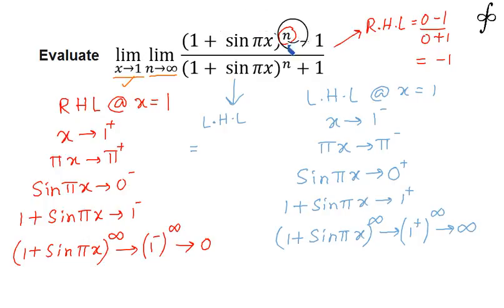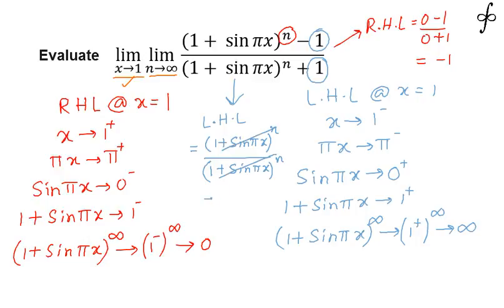Compared to this infinite quantity, the 1 in the numerator and denominator will become negligibly small. With respect to this huge quantity, we can easily neglect these two values in the numerator and denominator, and write the LHL as (1 plus sine pi x) to the power n, a very large quantity, divided by (1 plus sine pi x) to the power n, an equivalent large quantity, neglecting the minus 1 and the 1, because those are negligible. Ultimately these two cancel out and the LHL value is 1.